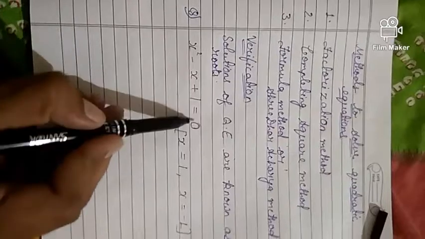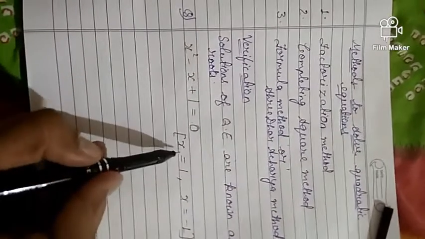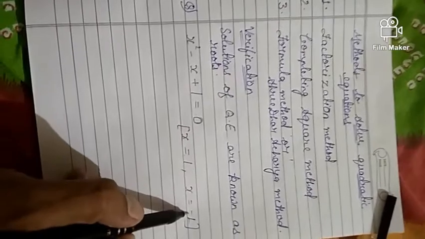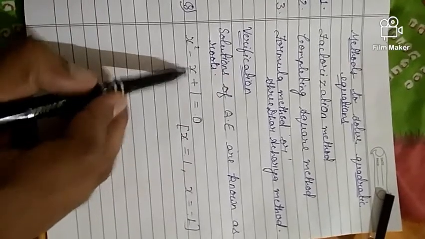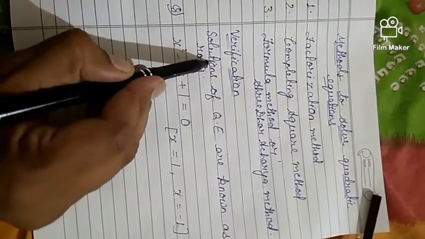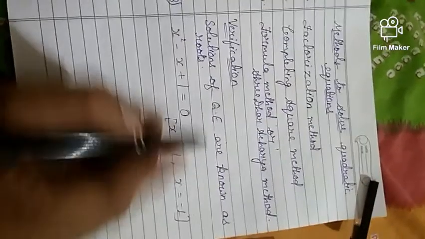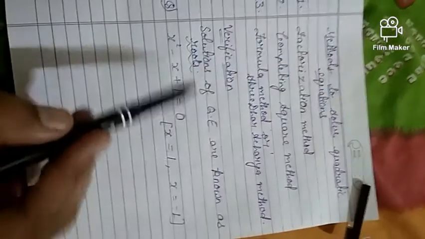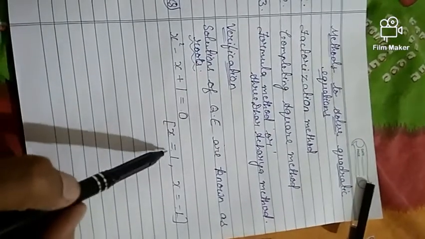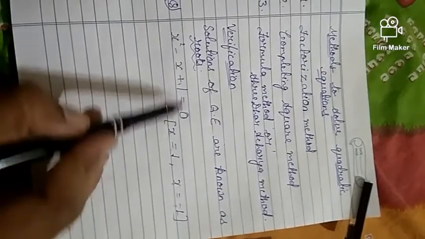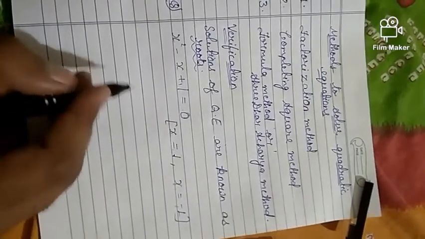Suppose this is a question, x square minus x plus 1 is our quadratic equation, and we have to find whether x equal to 1 or x equal to minus 1 is a solution of this equation or not. Basically, remember one thing, the solutions of a quadratic equation are known as roots. So we have to find whether x equal to 1 is a root of this equation or x equal to minus 1 is a root of this equation.